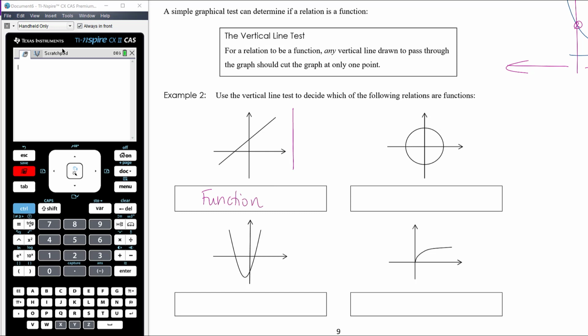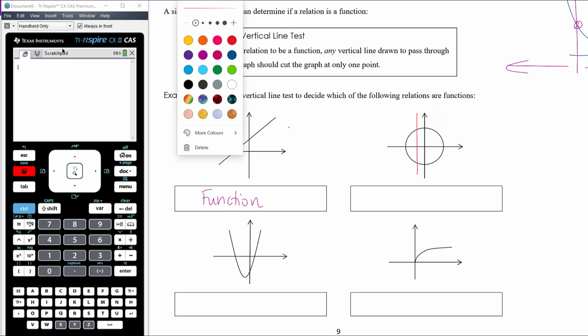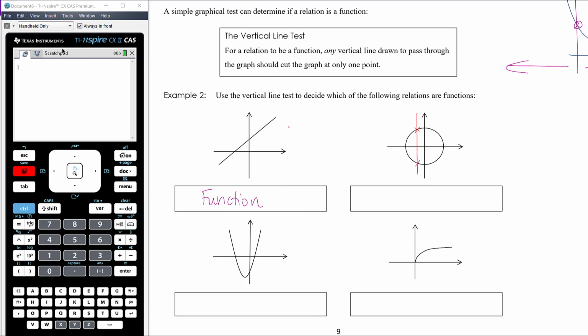Okay. Let's have a think about this next one. Let me grab my same straight line here. So if we take the straight line and we sweep it across the circle, we've actually already talked about the circle as an example of something that is not a function. This is not a function, for example, because we hit the graph twice. Here, for example, there are many other places where we hit the graph twice. It only has to happen once, so this one is not a function.